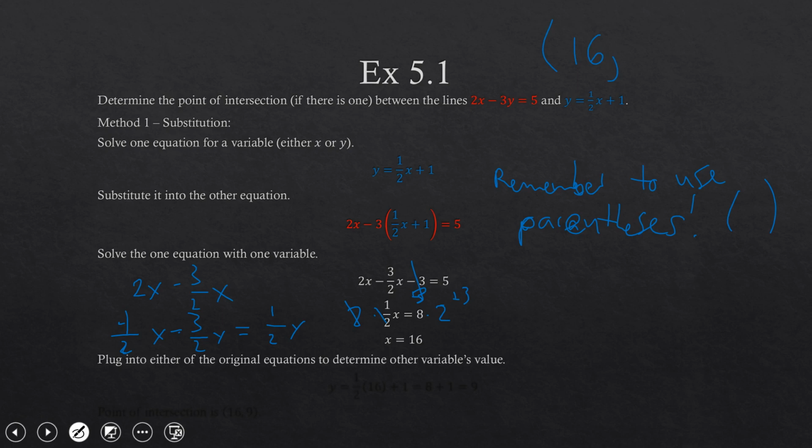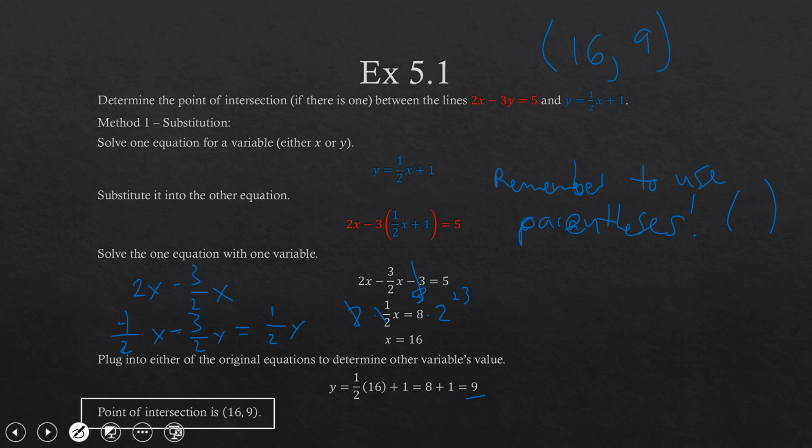And so we can plug that into either of the original equations, either the red one or the blue one, to determine the y value. So if we use the blue equation, for example, we plug 16 in for x, and then that gives us y equals 1/2 times 16 plus 1, which is 8 plus 1, which is just equal to 9. So there's our y value. The point of intersection is 16, 9.